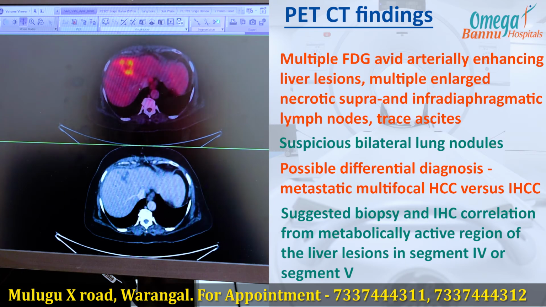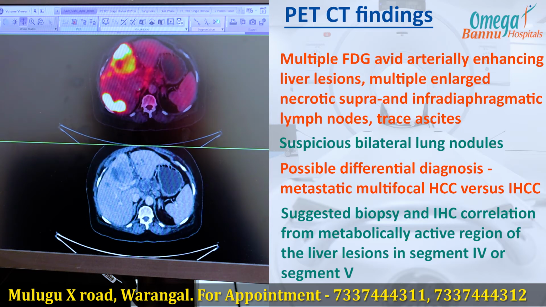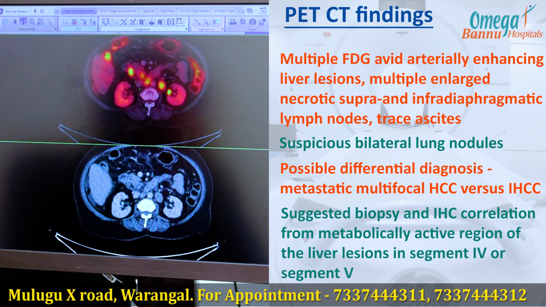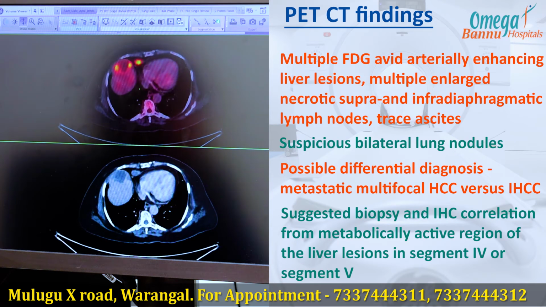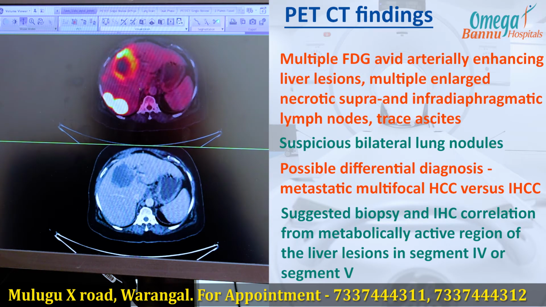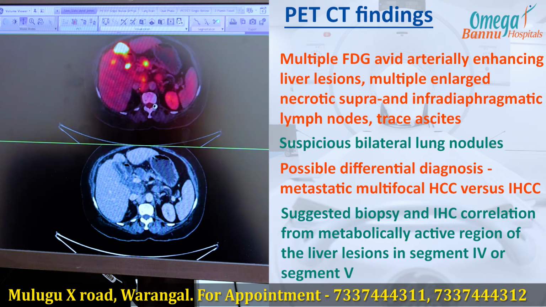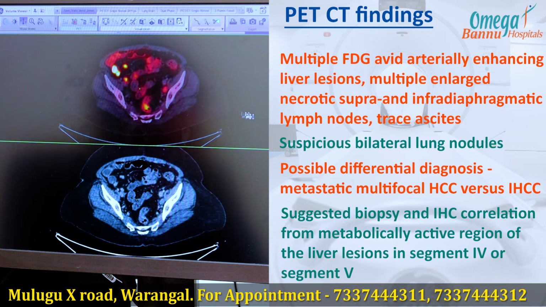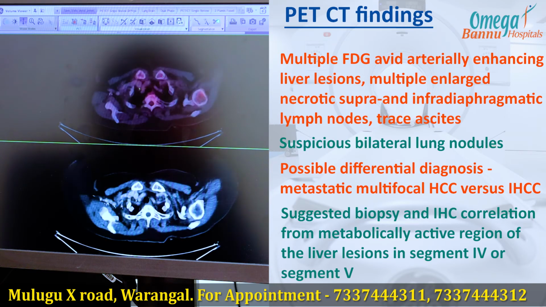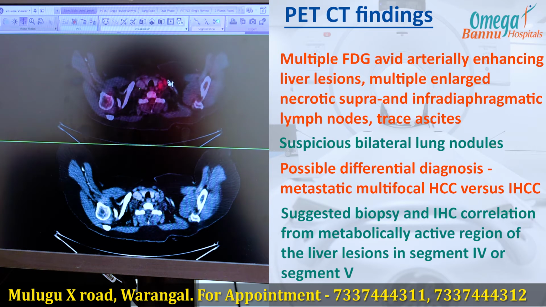Moving on to the transaxials, we see multiple liver lesions which are FDG avid. Apart from that, we see a lot of lymph nodes: the supradiaphragmatic lymph nodes with areas of necrosis, abdominal and retroperitoneal lymph nodes, a few pelvic nodes, and supraclavicular lymph nodes on the left side, making it a stage 4 disease.